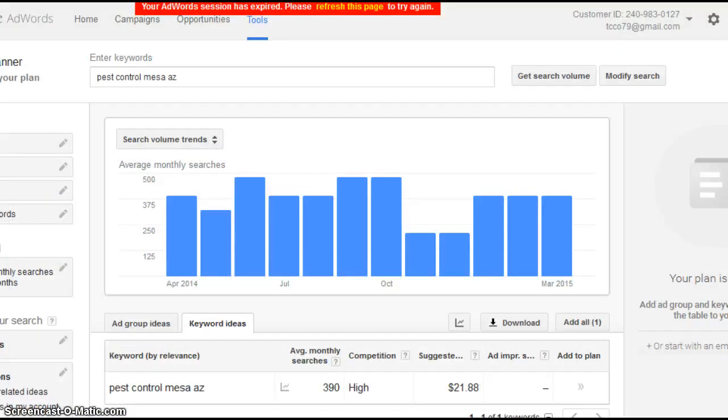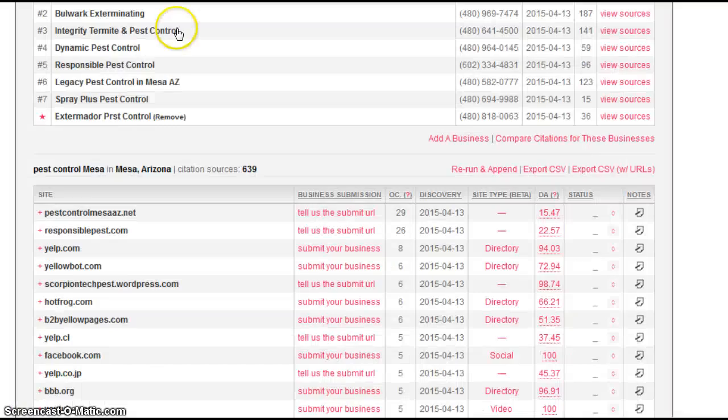And the first factor I'm going to talk about is something called citations, okay? Now a citation is a listing for your business in a directory site. It's a name, address, phone number listing. And I'm going to give you an example. This site right here actually goes out and finds directory sites. Here's a directory site called b2byellowpages.com, okay? If Extermador had a listing on b2byellowpages.com, a name, address, phone number listing, that would be considered one citation, okay?